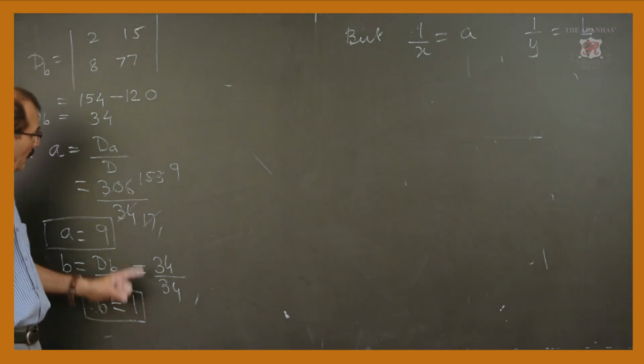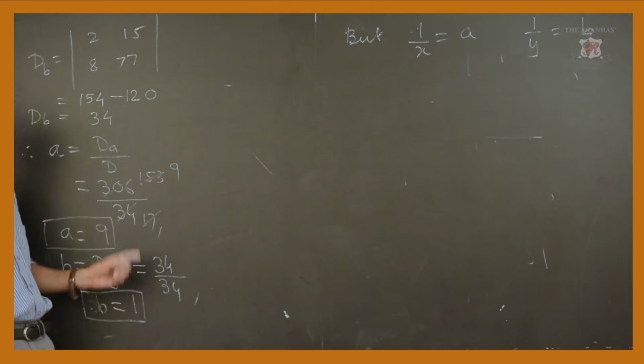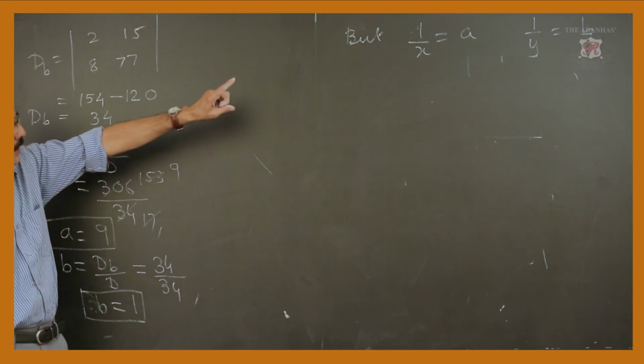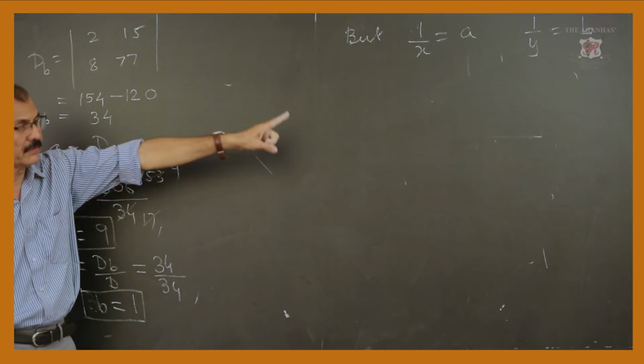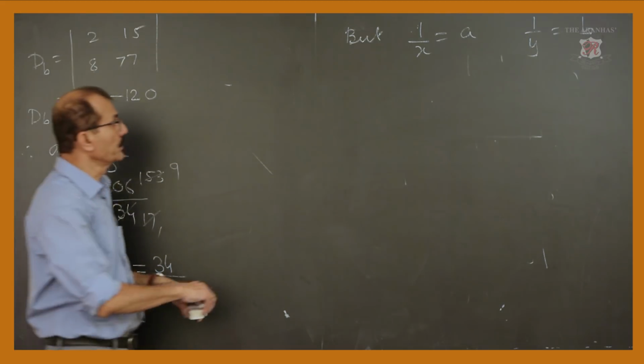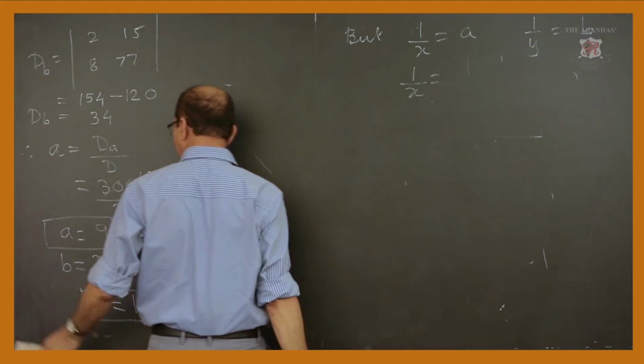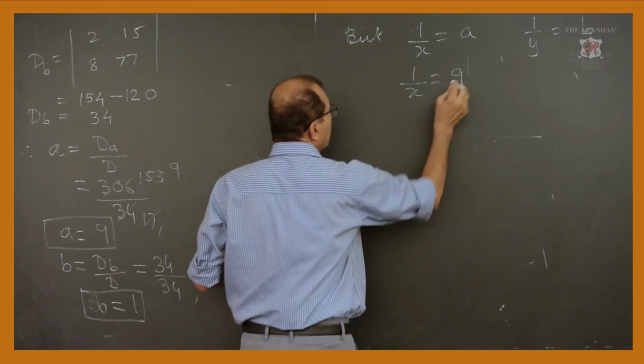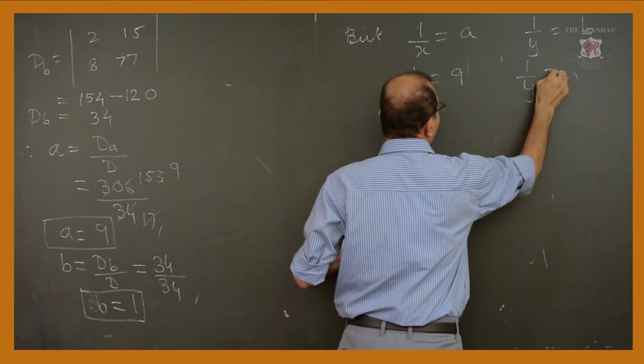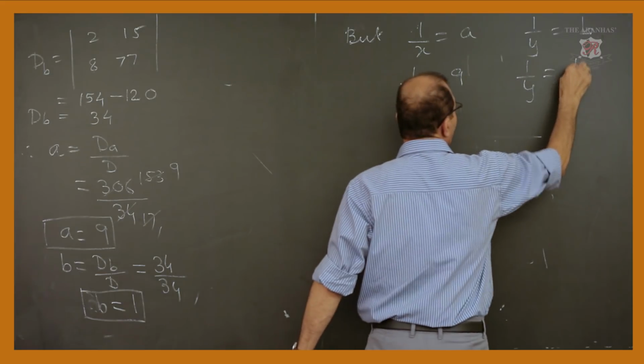Be careful here. Once you get the value of A and B, it doesn't mean that you have finished the sum. Your A is 1 upon x and your B is 1 upon y. So resubstitute. So 1 upon x, what is my A? My A is 9. 1 upon y, what is my B? My B is 1.